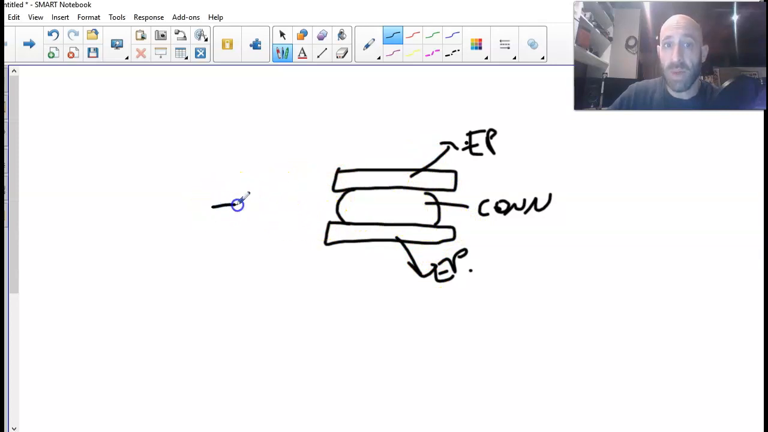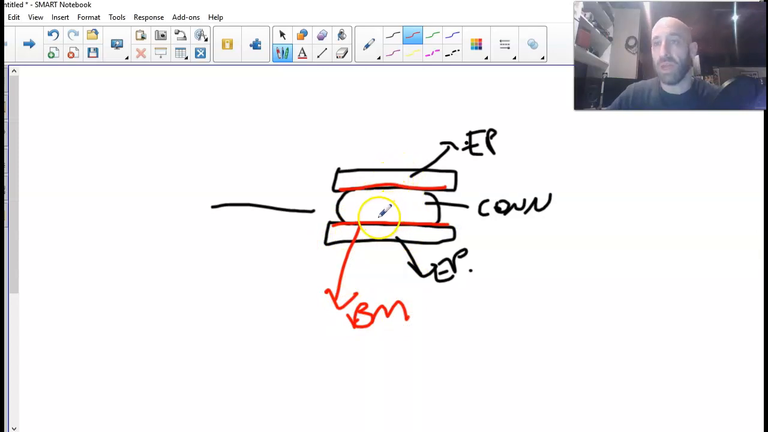And there's something called a basement membrane that exists. Here, I'll change the color just to differentiate. Right here and right here, there's a thin membrane called the basement membrane. And the basement membrane anchors the epithelial tissue to the connective tissue. And we'll be exploring that a little bit further.